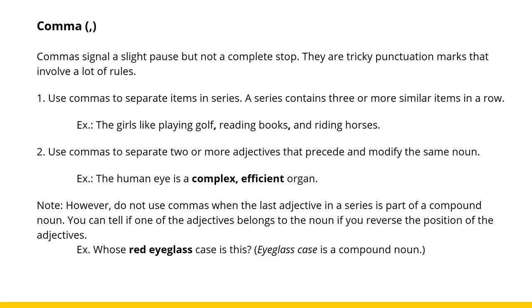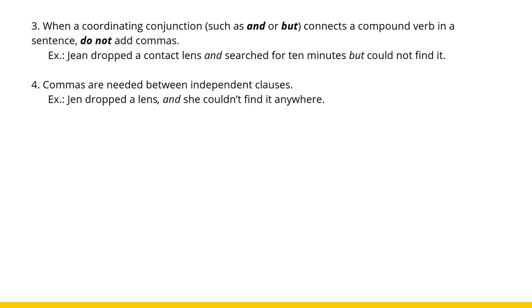You can tell if one of the adjectives belongs to the noun if you reverse the position of the adjectives. So here, for example, we have a sentence: whose red eyeglasses case is this? As you see, eyeglasses case is a compound noun. And that's why we do not use any commas in this case. Here we are going to discuss an exception when not to use commas even though we have a conjunction. For example, when a coordinating conjunction such as and or but, you guys remember your FANBOYS, connects a compound verb in a sentence, in that case you do not add commas.